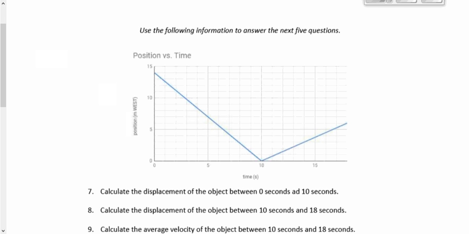This graph is titled position versus time. It should be, because we always put y-axis versus x-axis, right? If you notice, on the y-axis is position, and on the x-axis, it's time. It's always y-axis versus x-axis.